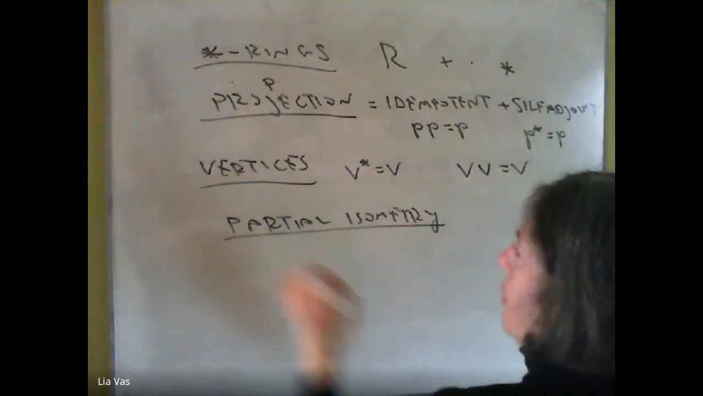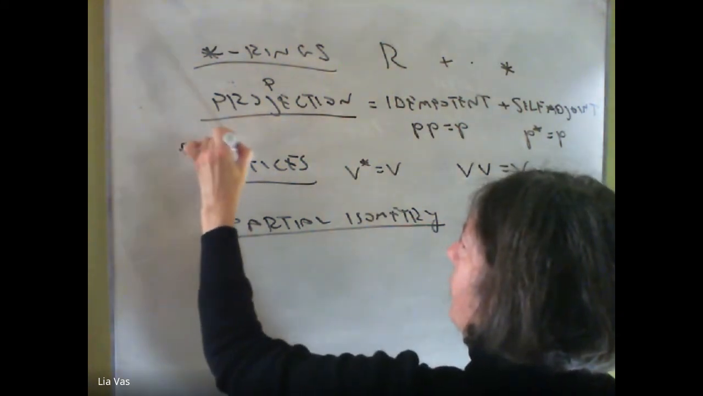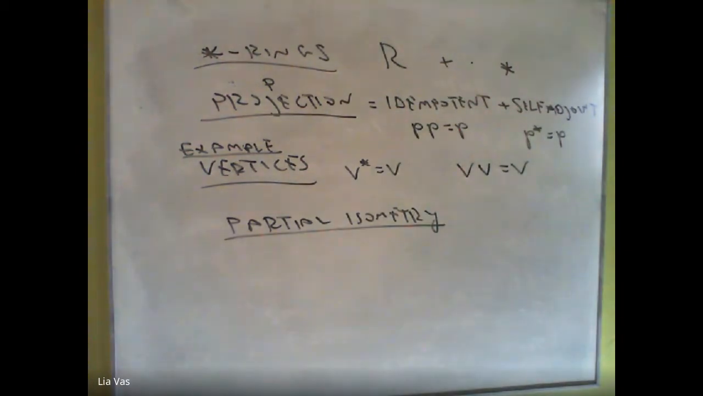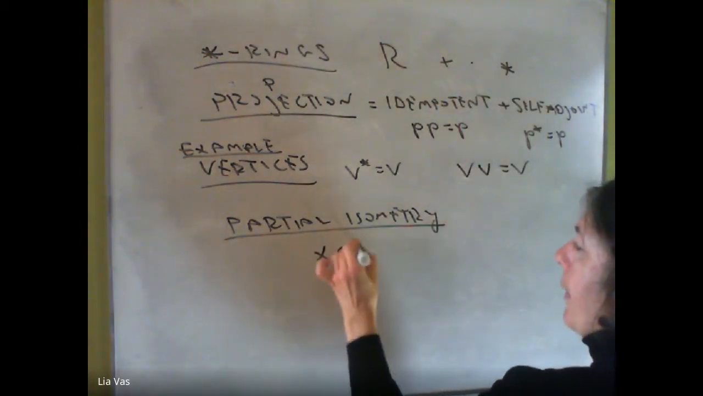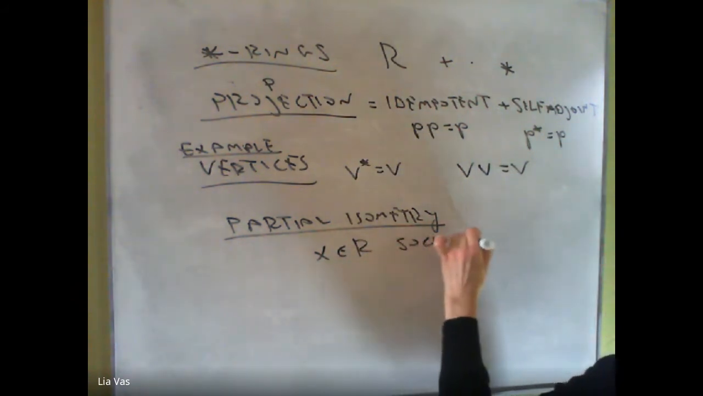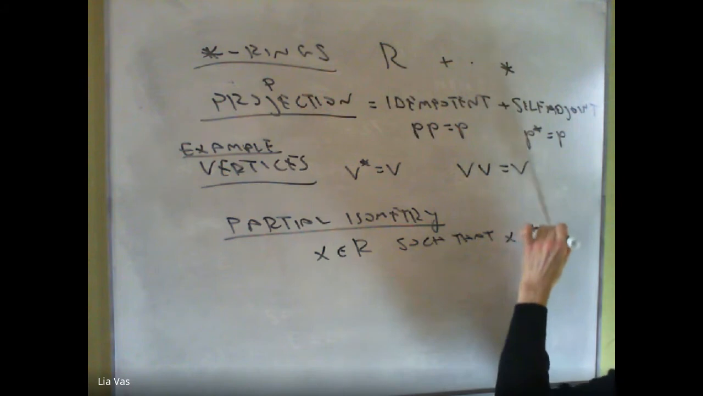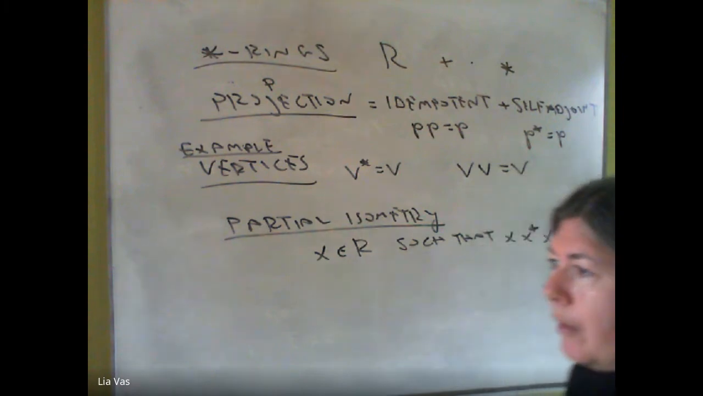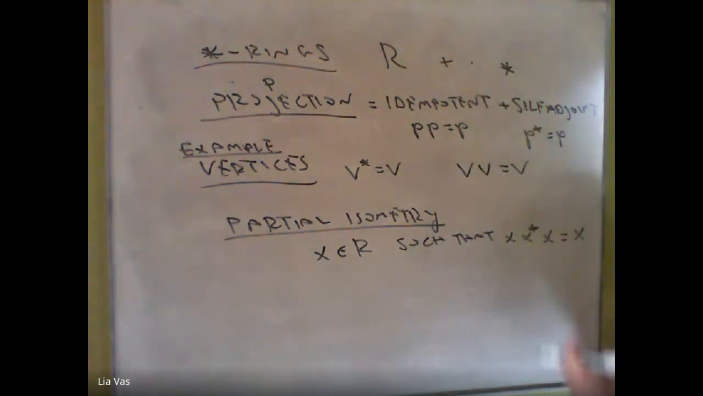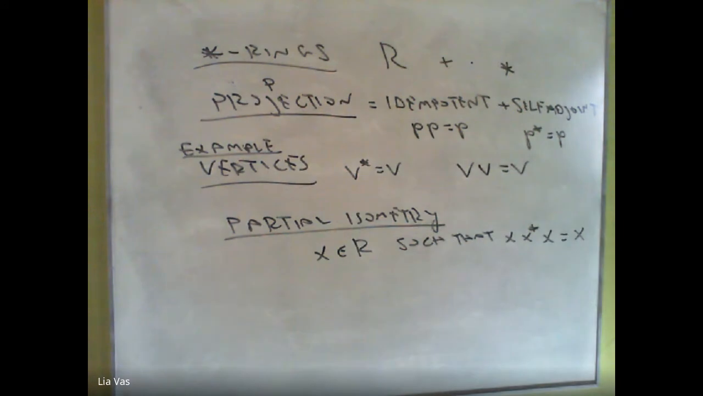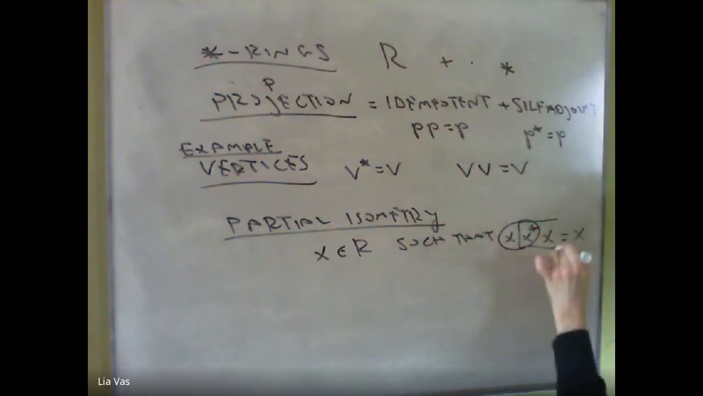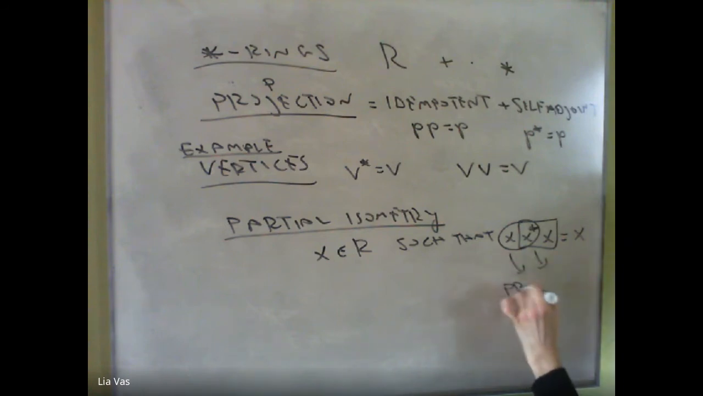And what is a partial isometry? It is any element X such that X times X star times X is equal to X. Okay, so why this definition, where does this come from, why do I care about such an element? Because if X is a partial isometry, then I'm claiming that both this and that are projections.